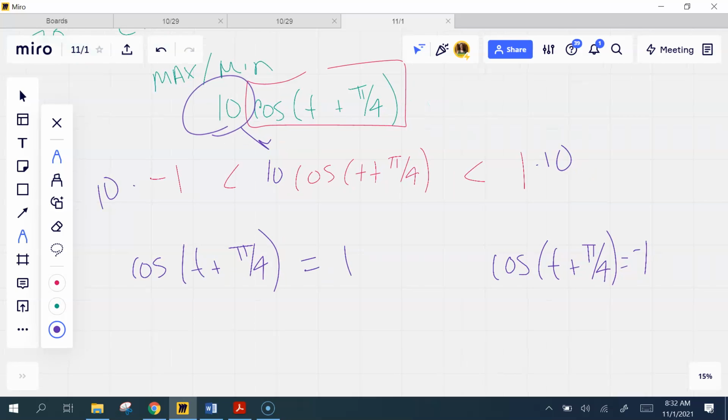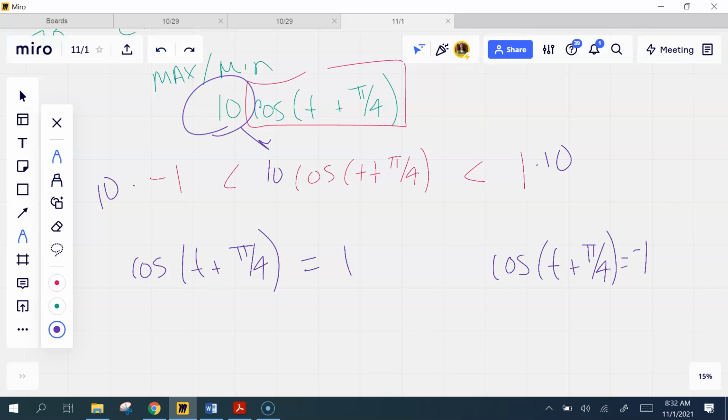Well, where is cosine 1? At 0. It's at 0, right? So the cosine, this means, think about it like this.